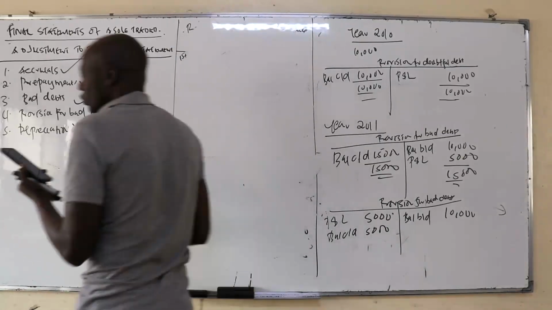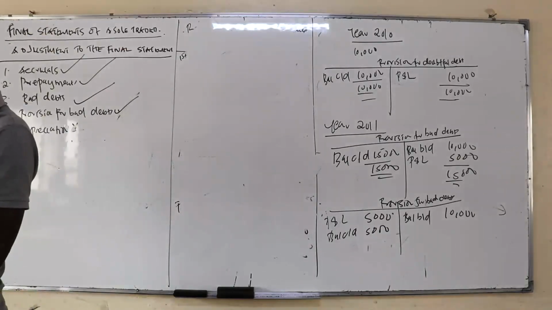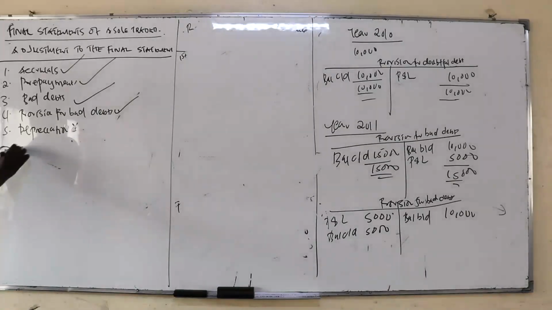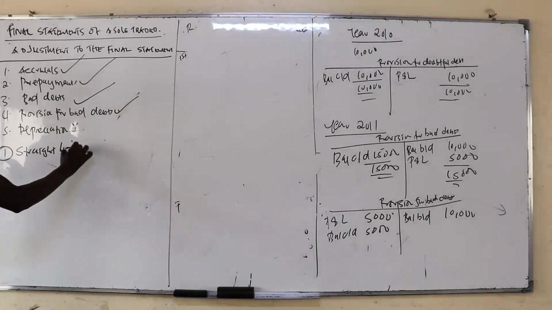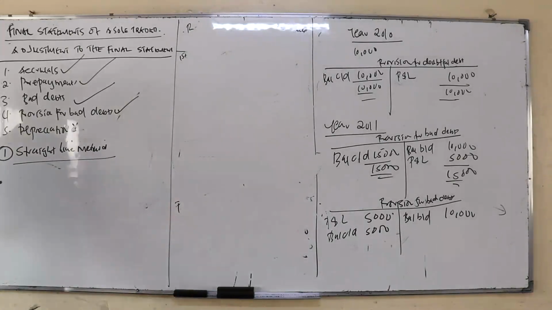So we have methods of calculating depreciation. We have more than one method, but the most common ones are only two. The first one is what we call the straight line method. How do we determine depreciation? We have what we call the straight line method.